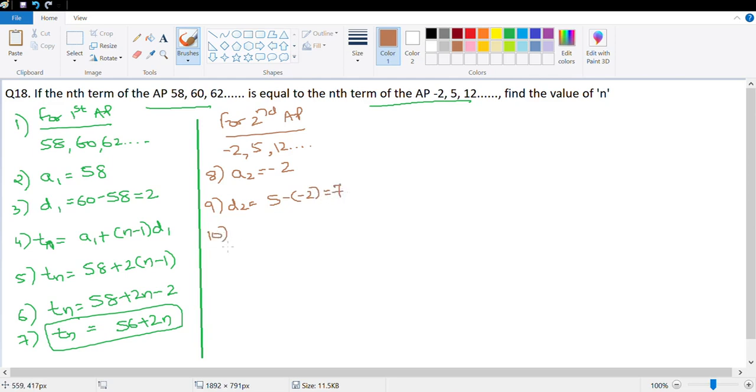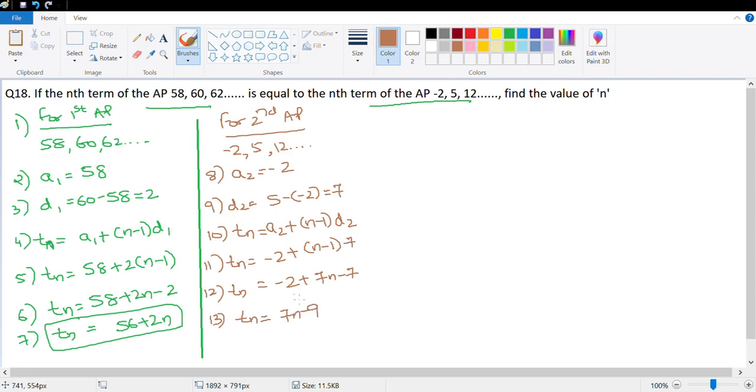Similarly, the nth term of this AP would be equal to A plus n minus 1 times D. In this case, A2 plus n minus 1 times D2, which means the nth term of this AP will be A2, which is negative 2, plus n minus 1 times 7. Let's open the bracket. That's negative 2 plus 7n minus 7. This gives us the nth term of this AP as 7n minus 9. That's correct, 7n minus 9.